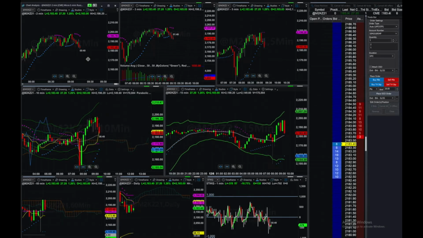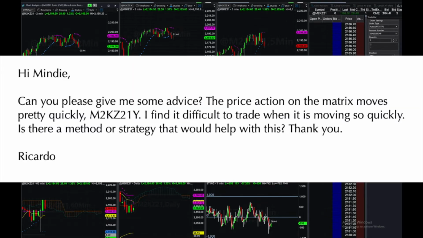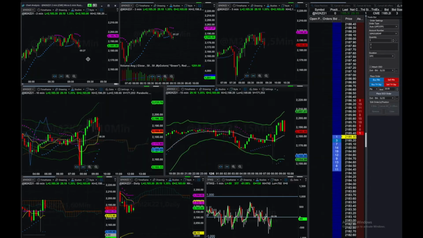I received a question from one of the students in my futures class, and he says, "Hi Mindy, can you please give me some advice? The price action on the matrix moves pretty quickly for M2KZ. I find it difficult to trade when it is moving so quickly. Is there a method or strategy that would help with this? Thank you." Okay, so Ricardo, first off, thank you for your question.